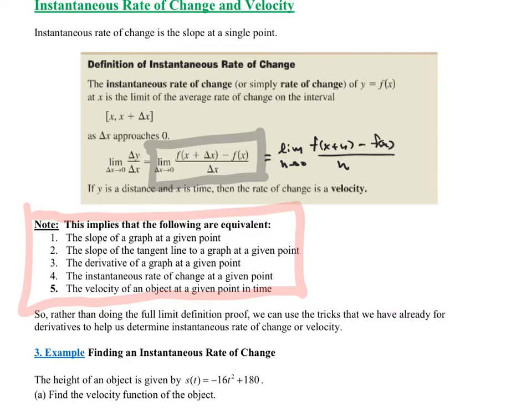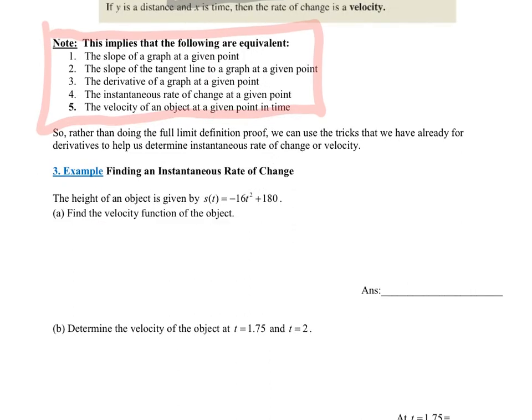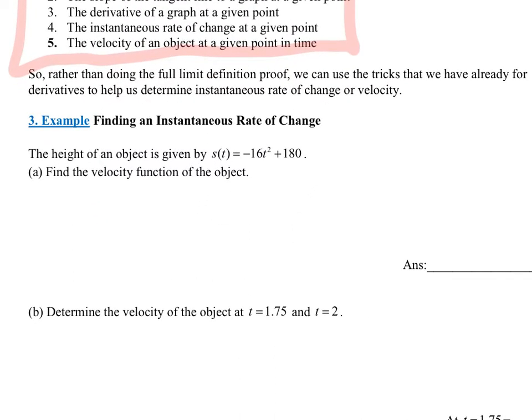the derivative. So it says, we know this definition right here, the limit definition, but now instead of doing the full limit definition proof, we can use the tricks that we already have for derivatives to help us determine instantaneous rate of change or velocity. So we don't have to do the limit as h approaches 0. That's just how it is defined.